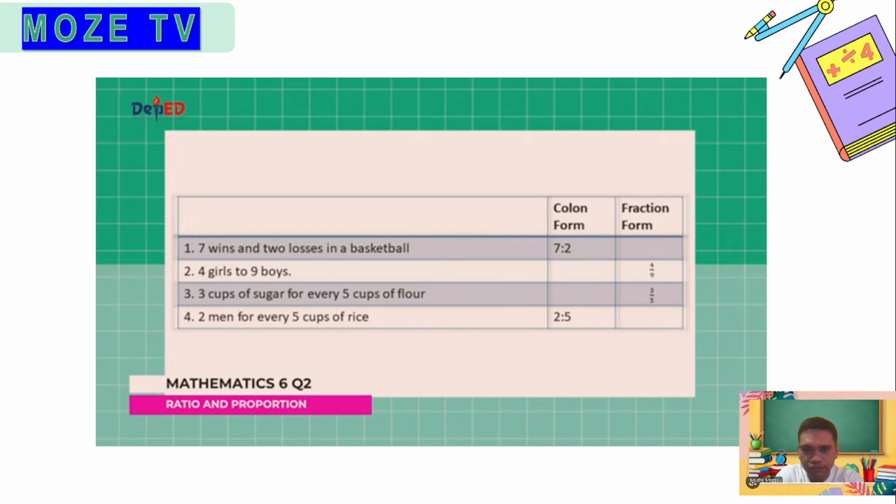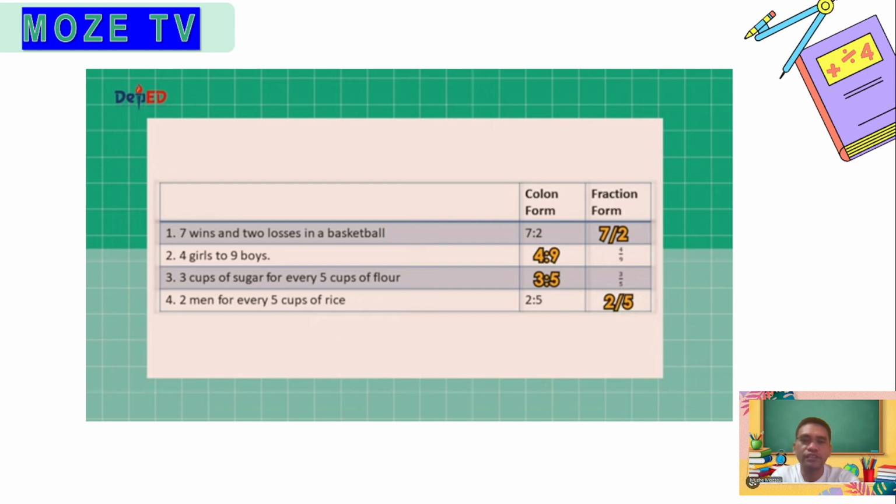Okay, so let's check your work. You can check your own work honestly. So these are the answers. For number 1, we have 7 over 2. 4 girls to 9 boys, we have 4 is to 9. Put a colon in the middle. Then, number 3, 3 is to 5, colon form. And then 2 over 5 for number 4.